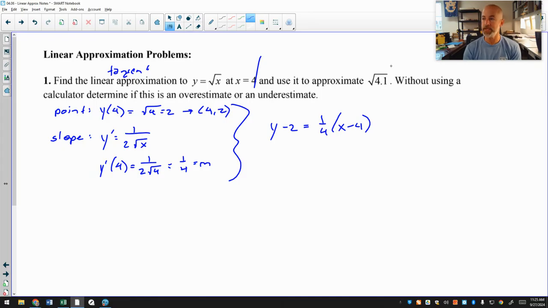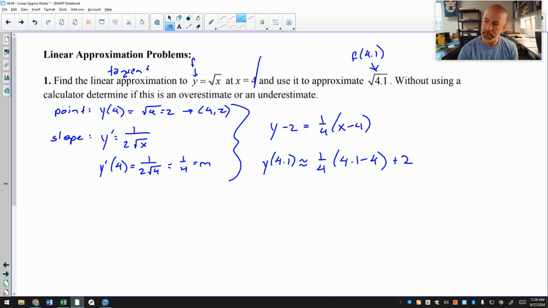Then it says use that to approximate the square root of 4.1. Well, that's basically f of 4.1. And I'm going to go out on a limb and say that y'all don't know the square root of 4.1 off the top of your heads. So if I want to approximate f of 4.1, I guess I'll call it y of 4.1, that would be approximately what I get if I plug 4.1 into my tangent. So that'll be 1/4 of (4.1 minus 4), and I'm going to move that 2 over.